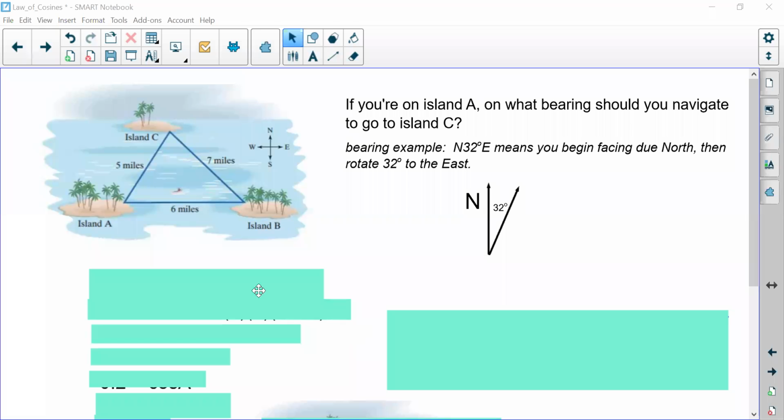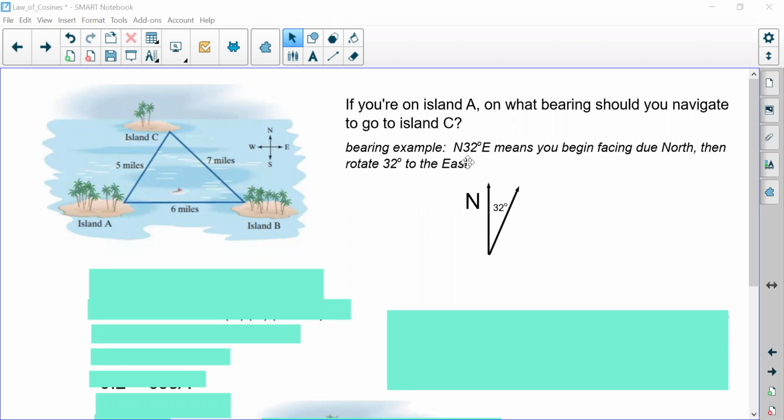Hello, everybody. So we are continuing with law of cosines, and we're doing some application problems. So here we got three islands. You know the distances between each island, but you don't know exactly how they're orientated to the degree. And the situation is you're on island A, and you want to travel to island C. So what should be your bearing?